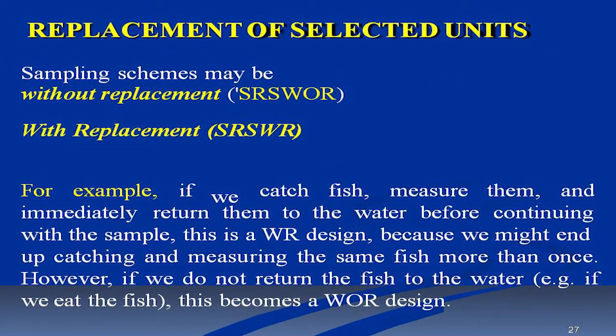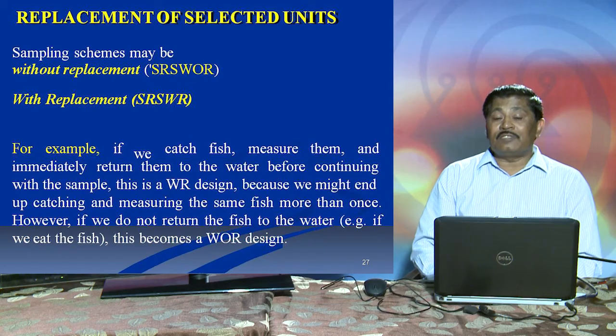Replacement of selected units is also very important. When we say simple random sampling, there are two types: simple random sampling without replacement and simple random sampling with replacement. What is the meaning of this? Simple random sampling without replacement means a sampling unit, once selected, is not kept back into the population after recording its observations. Once the samples are selected, they are not kept back in the population after recording their observation. So, this is called simple random sampling without replacement.